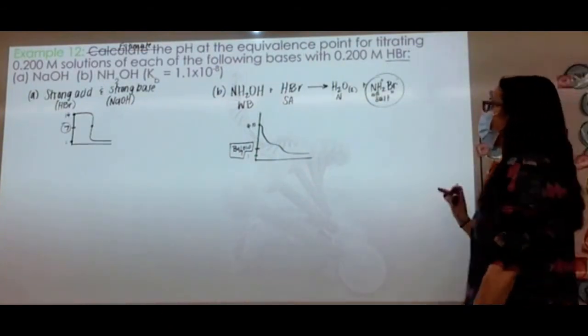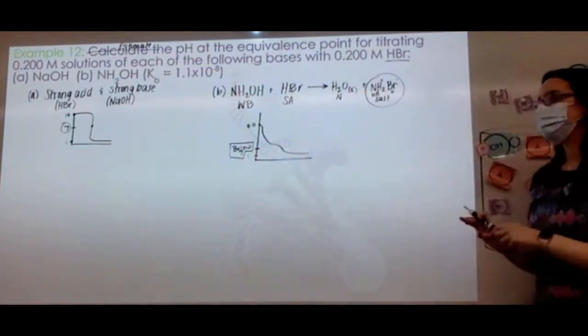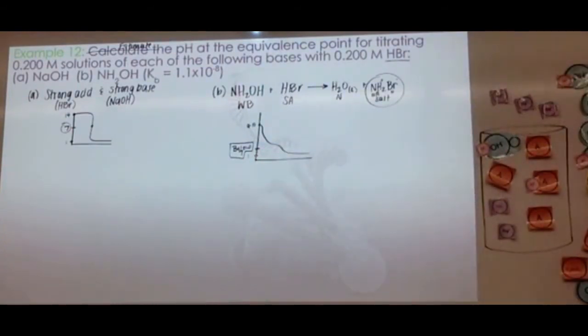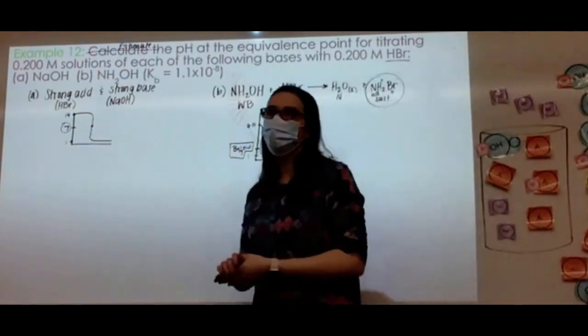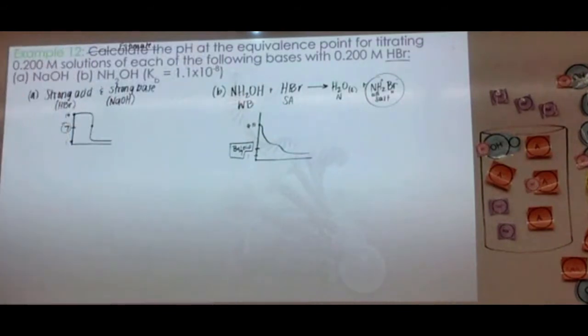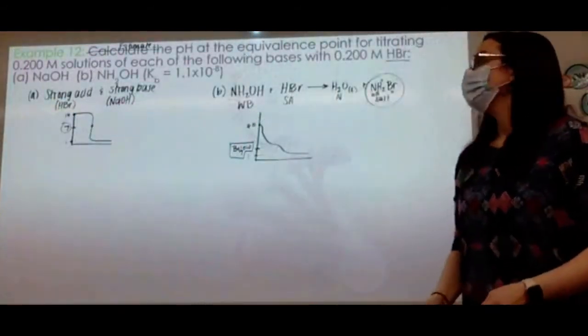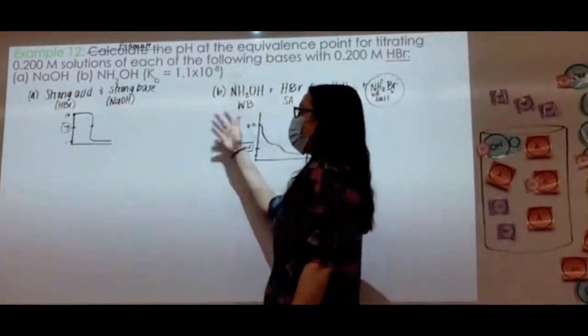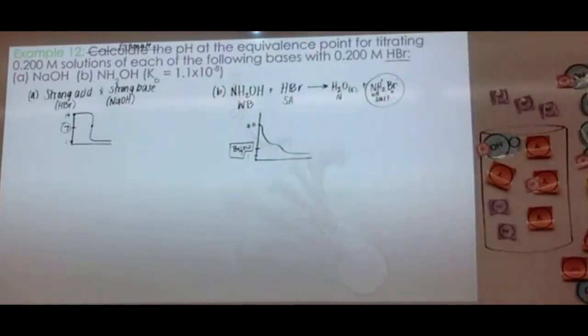And so since the salt is acidic, it's going to cause the pH at the equivalence point to be below 7. The salt is what determines the pH at the equivalence point of any titration. So in the case of part A, NaBr was neutral, and H2O is neutral. That's why the pH is 7.